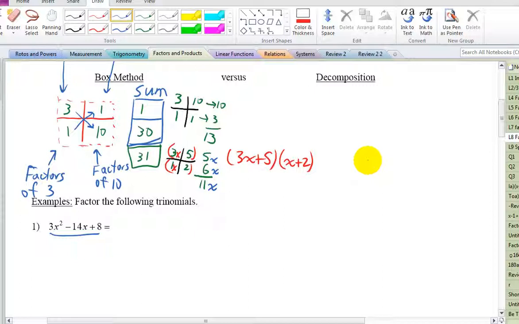Probably leave a good 6, 7 lines or so. And write down 3x minus 14 plus 8. Sorry, plus 8.